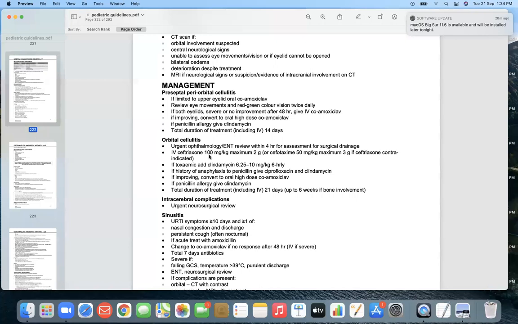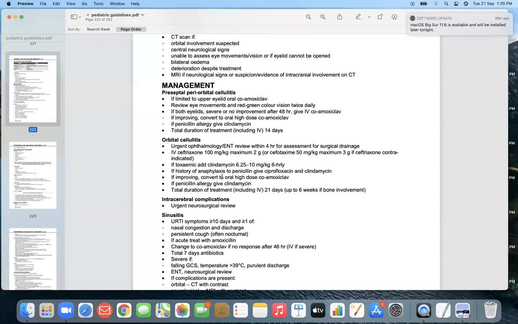So urgent ophthalmology ENT review within 4 hours for assessment of surgical drainage. IV ceftriaxone 100 mg per kg. This is the maximum dose, okay? Maximum is 2 grams, or the other option is cefotaxime 50 mg per kg, maximum 3 grams, if ceftriaxone is contraindicated. Then if the child is toxic with this ceftriaxone, you will add clindamycin, 6.25 to 10 mg per kg, 6 hourly. Usually ceftriaxone alone is enough, but if the child looks more toxic and ill, you can add clindamycin to it.